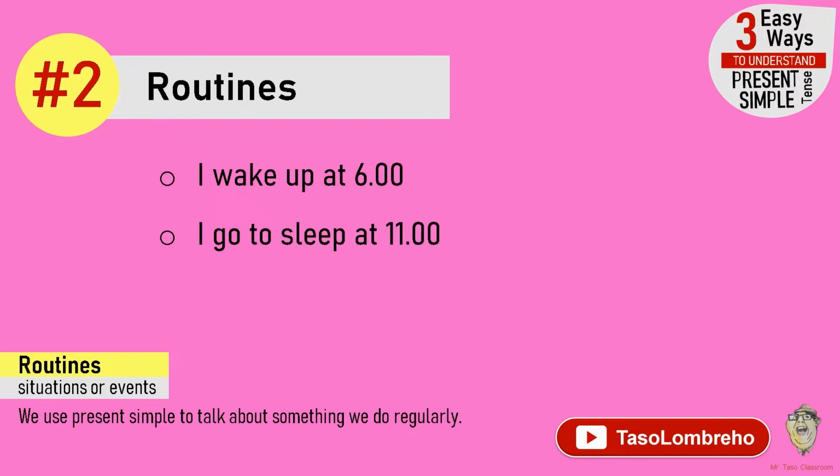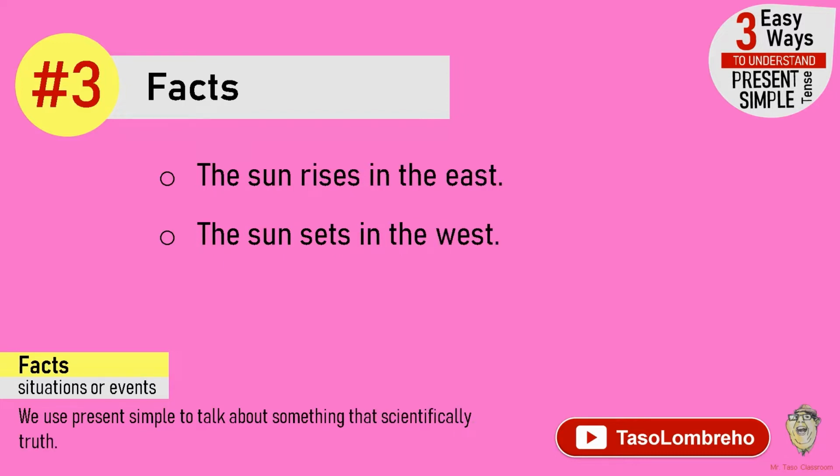Number 2 is routines. We use present simple to talk about something that we do regularly. I wake up at 6 in the morning. I go to sleep at 11 in the evening. Number 3, to talk about fact. So we use present simple to talk about something that is scientifically true. For example, the sun rises in the east. The sun sets in the west.